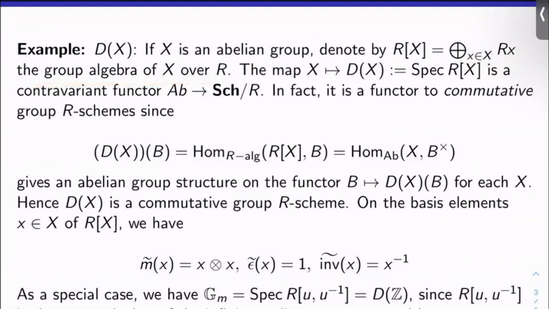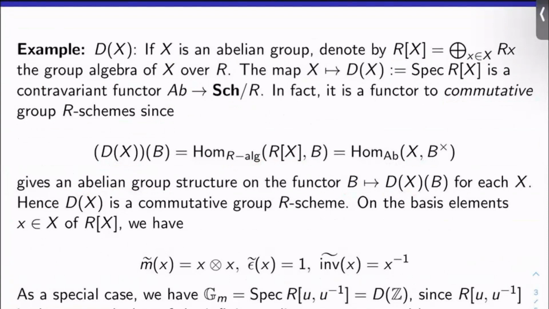All right, so there's a map from X to what we'll call D of X, which is Spec of this group algebra, Spec of R adjoin X. This is a contravariant functor, it turns out, from abelian groups to R schemes. But as a matter of fact, it's a functor to commutative group R schemes. And the reason for that is, what is D of X of B? It's R algebra maps from R adjoin X to B, but that's just homomorphisms of abelian groups from X to B cross, right? Just by basic algebra. And so that's what gives you the abelian group structure on this functor from B to D of X of B, regardless of which X you pick. X can be any abelian group.